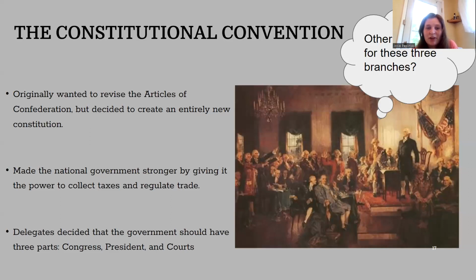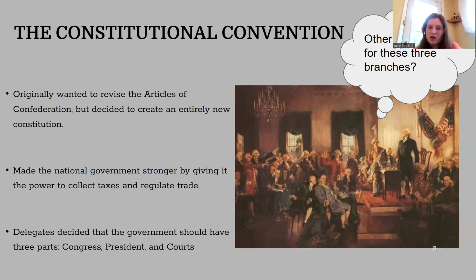So after Shays' Rebellion, people realize that they need a bit of a change, and they gather at this constitutional convention. Originally, the people wanted to just revise the Articles of Confederation, but they decided they needed an entirely new constitution. They wanted to make the national government stronger by giving it the power to collect taxes and regulate trade.